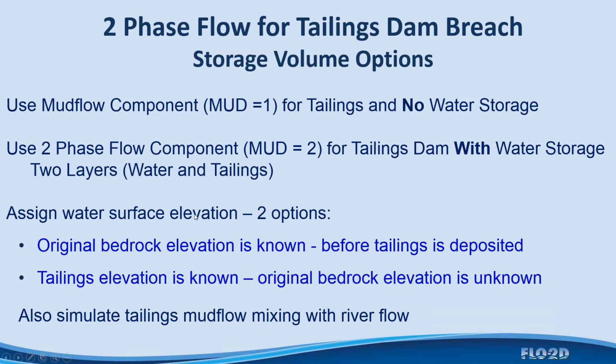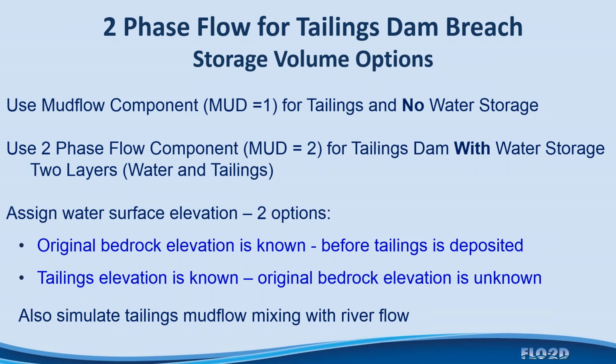You can assign the water surface elevation, and there's two options for doing this. You can assign the original bedrock elevation, meaning that before the tailings dam is deposited, you can just assign a value for the bedrock or the topography, and then the tailings dam elevation will be added to it. Or if the tailings elevation is known because it's level and the original bedrock elevation is unknown, you can just assign this onto your topography and get the tailings elevation.